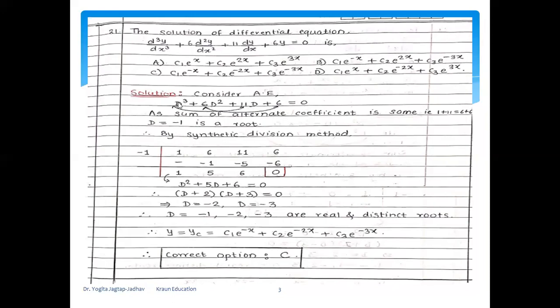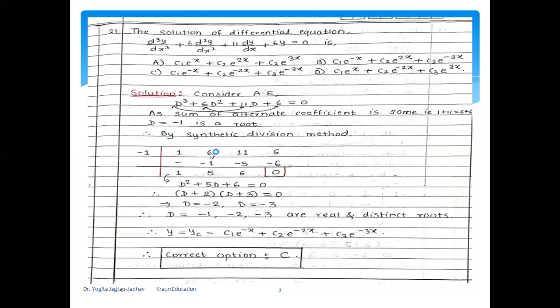As it is a cubic equation, we have to think about the synthetic division method. According to your first trick, you can see here the sum of coefficients is not equal to 0. Therefore, D = 1 is not a root. We think about D = -1. Here the sum of alternate coefficients is the same, that is 12. Therefore, D = -1 is a root, and you can start the synthetic division method.